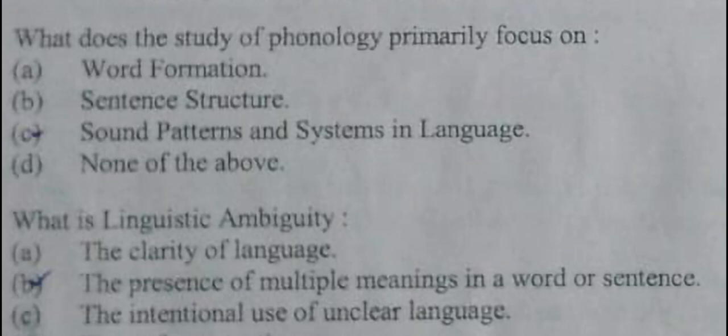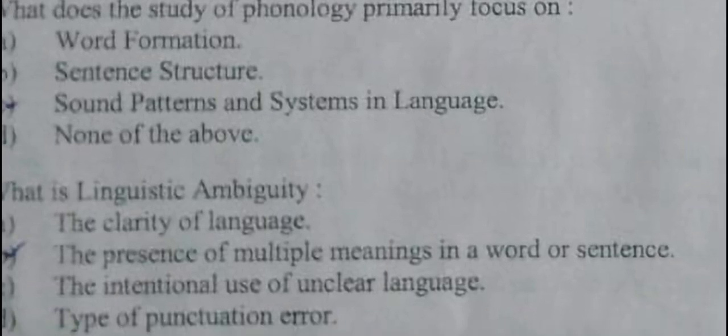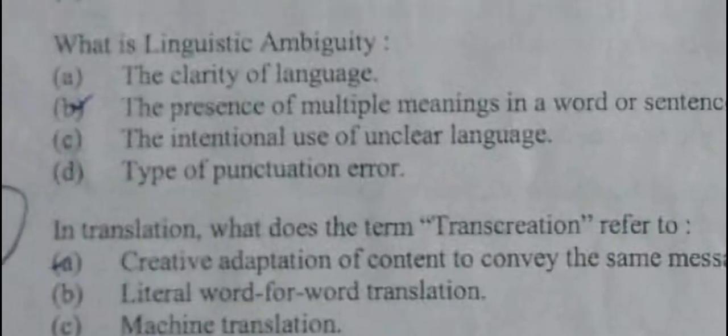So the correct answer is C, right? Don't discuss D. C is the right answer. Sound patterns and systems in language is phonology, right? Now, next question. What is linguistic ambiguity? Linguistic ambiguity means two meanings or more than two meanings of a word or language, right? So the first option, the clarity of language, is just the opposite. So that's not the answer.